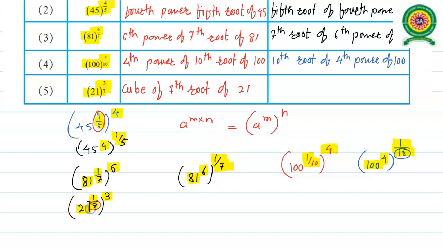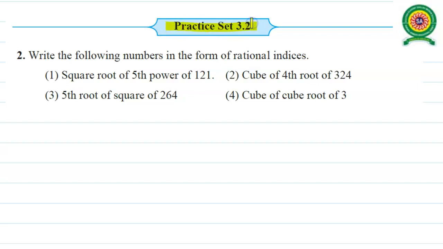21. Keep in mind, now we are reading firstly the root, nextly the power, so we are writing 21 to the power 3 by 7 as 21 to the power 3 and whole to the power 1 by 7. Now rational as the power, so the denominator is 7, so it will become 7th root of whom? Cube of 21. Now 3 is an integer value, so we will read it as a cube of 21. Like this way.